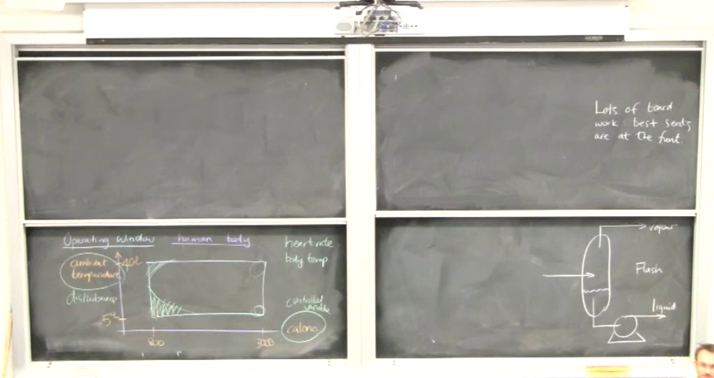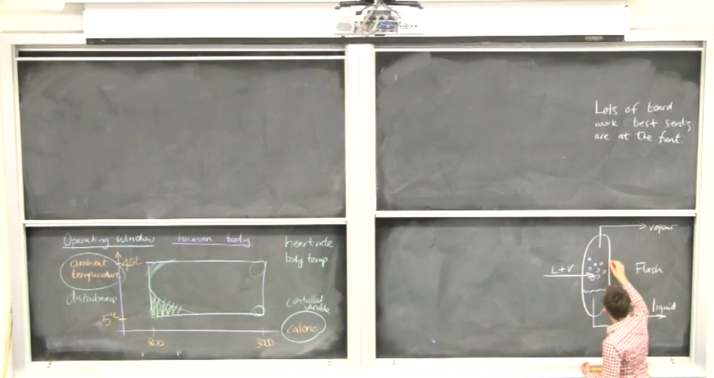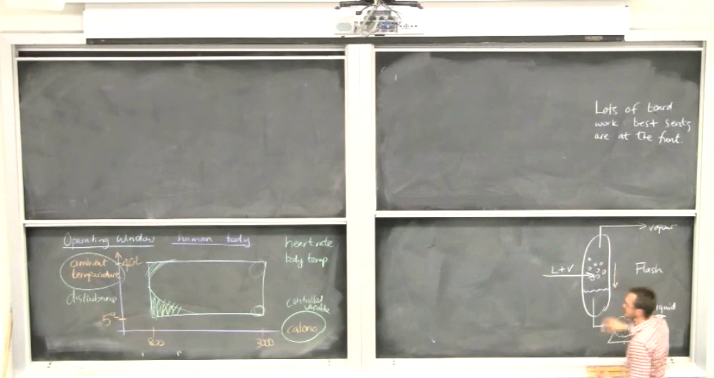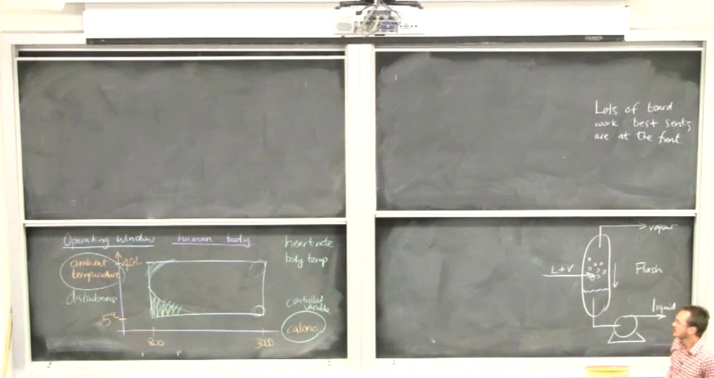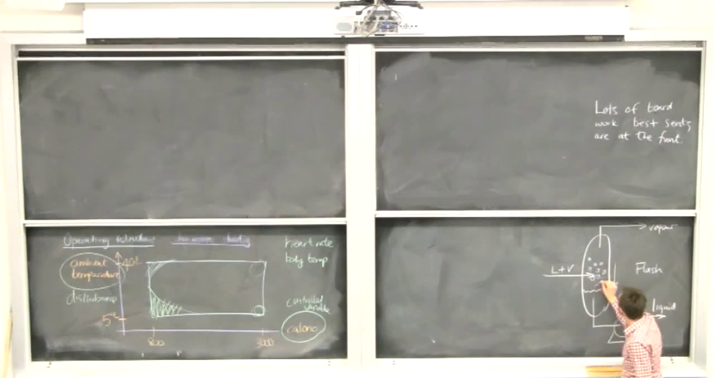The reason why a flash vessel is sized to have a certain height is because what we're sending in is liquid plus vapor coming in, and we get particles of liquid suspended in here. We need to give enough time for those liquid particles to drop out, and we need to give enough time for my vapor particles to find their way through and move up to the overhead.